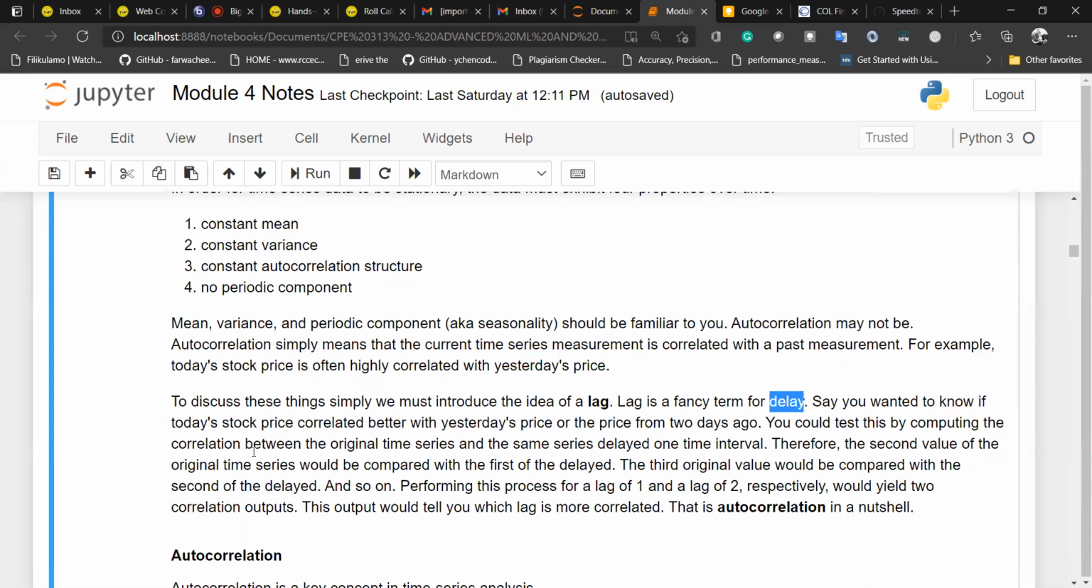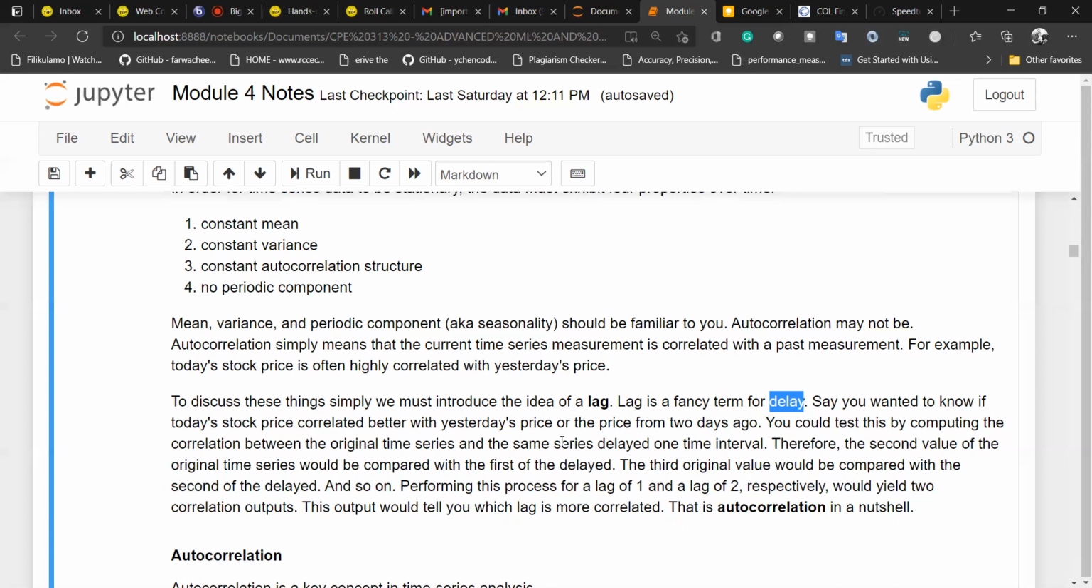Say you wanted to know if today's stock price correlated better with yesterday's price or the price from 2 days ago. You can test this by computing the correlation between the original time series and the same series delayed one time interval. Therefore, the second value of the original time series would be compared with the first of the delayed. So you can imagine that there is an original time series, and then we delay it, for example, by 1 second on each time point. That second value will be compared to the original time series.